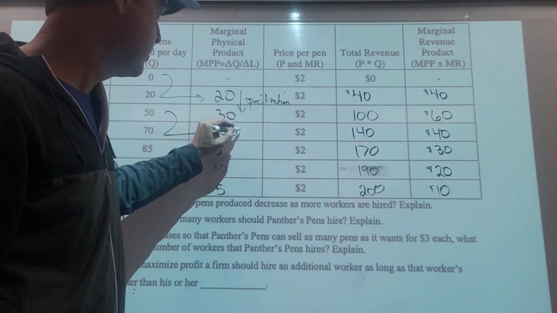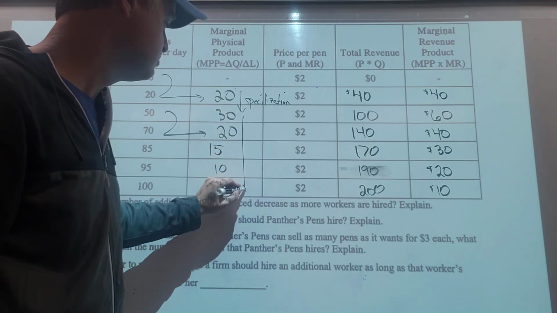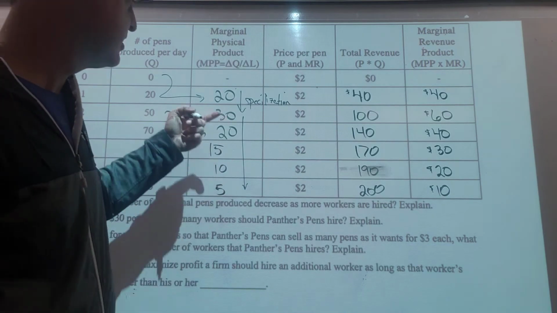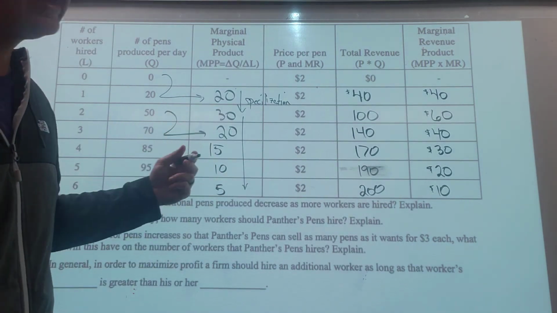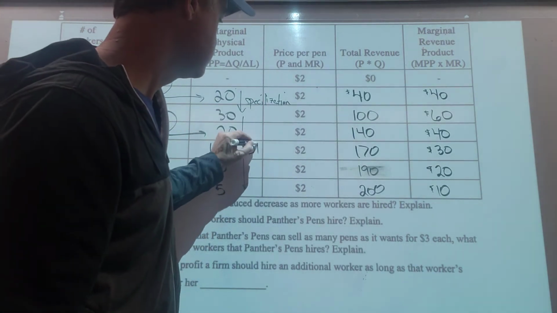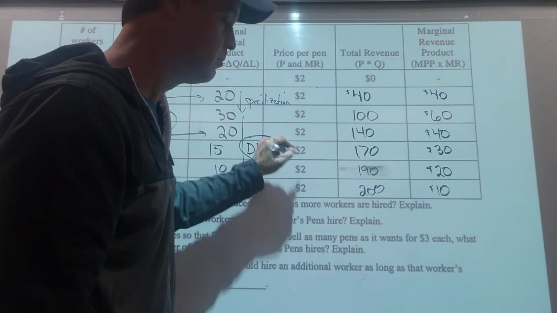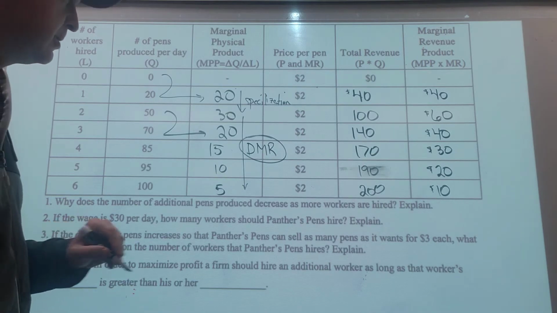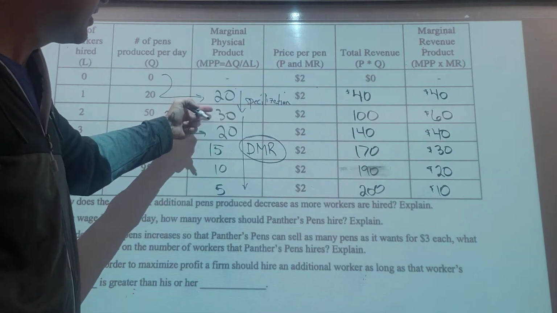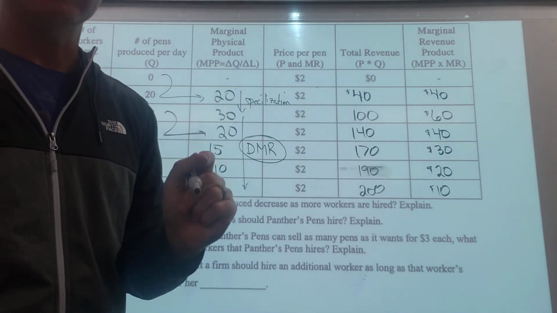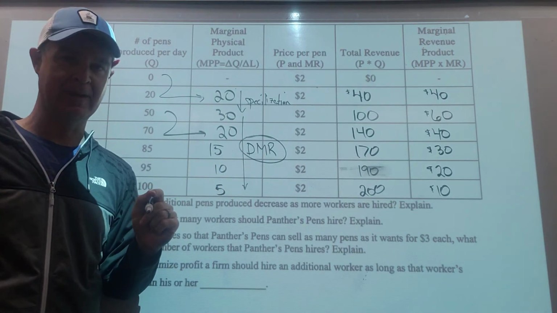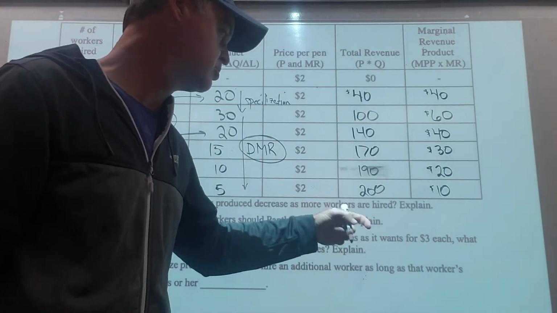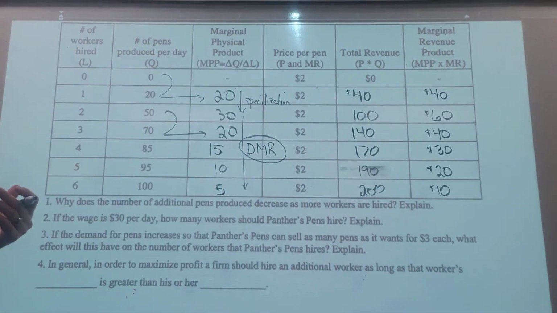But from here on out, as we hire more and more workers, yes, they add to the total, but they add less than the total. So this is where diminishing marginal returns sets in. Every time that I hire a new worker, they still contribute a positive amount. It's just a less positive amount. Okay? So why does the number of additional pens produced decrease as more workers are hired? Question 1, because of diminishing marginal returns.